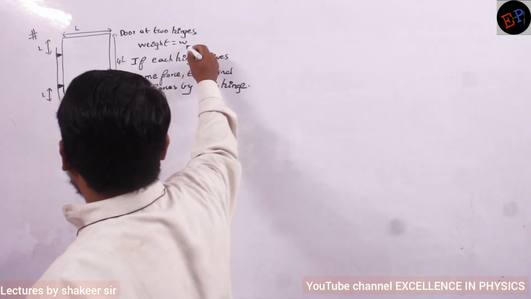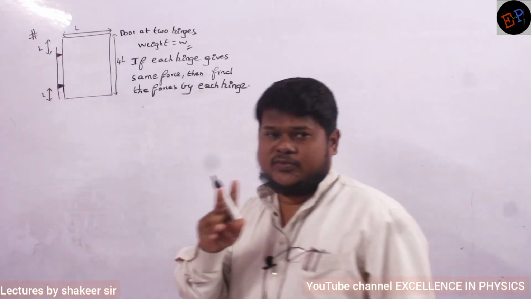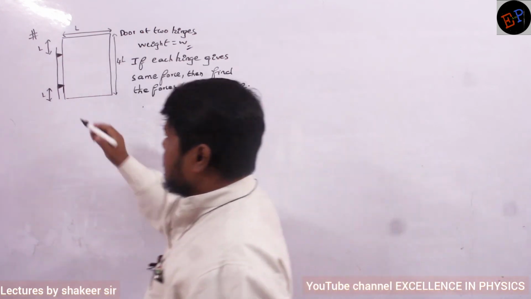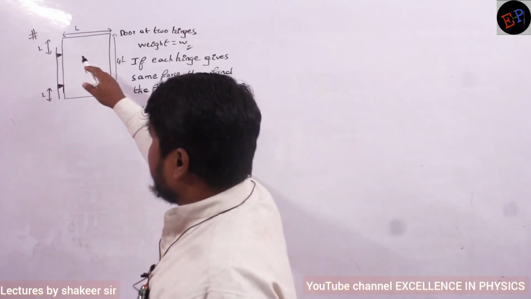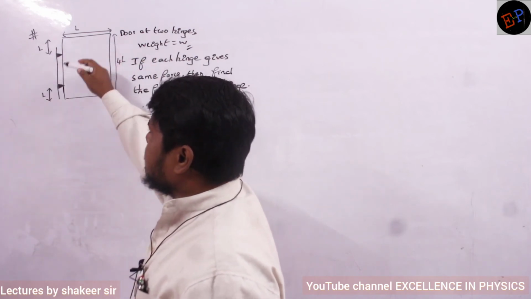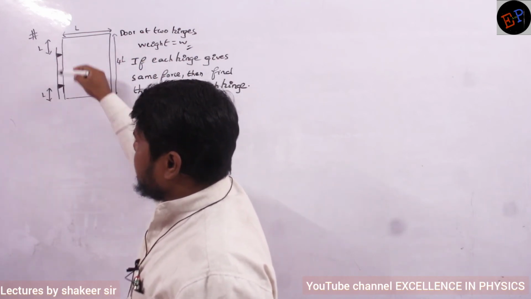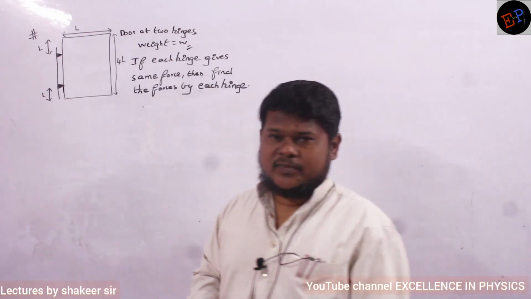Weight of the door is how much? W. So this door is held in air by 2 hinges. So this is hinge number 1 and this is hinge number 2. Okay? Total length of the door is 4L, width of the door is L, and hinges are present at L and L from the edges of the door. That is the arrangement of these hinges.